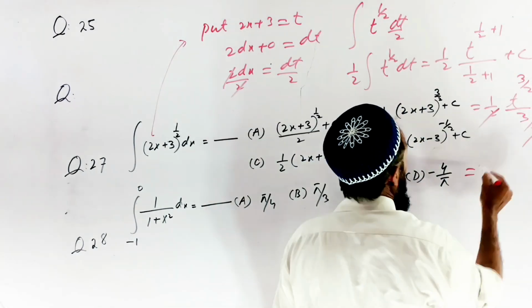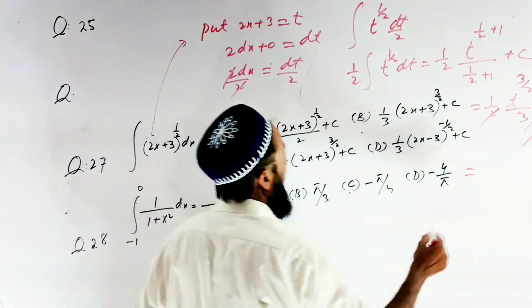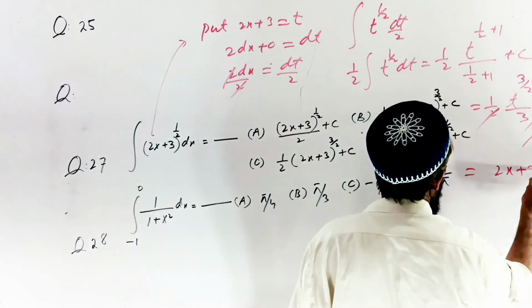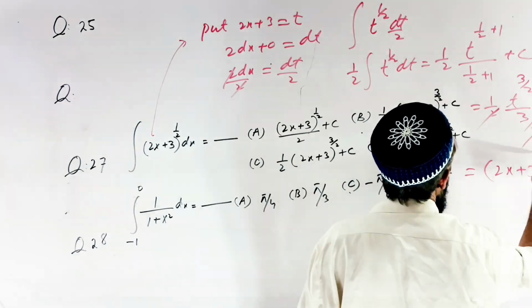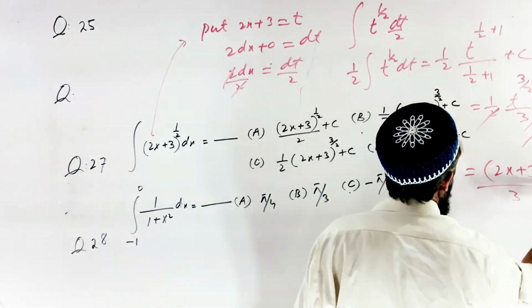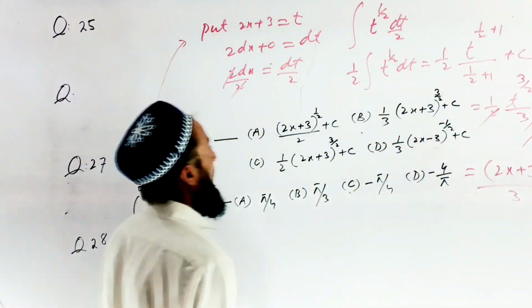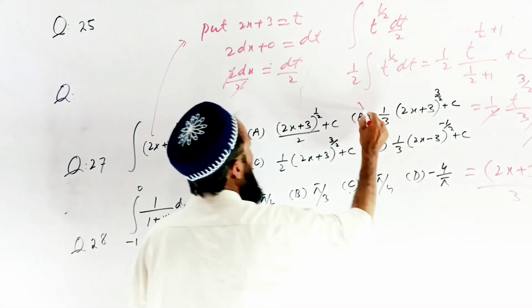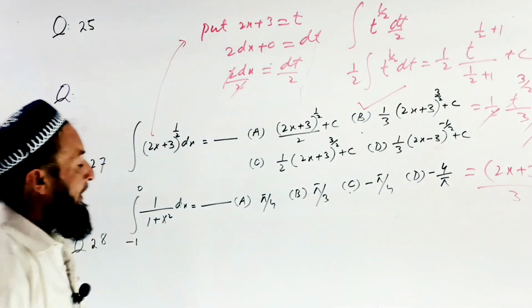We get here, in place of t we put 2x plus 3 whole power 3 by 2 divided by 3 plus c. Now you check the options. B is the correct option.